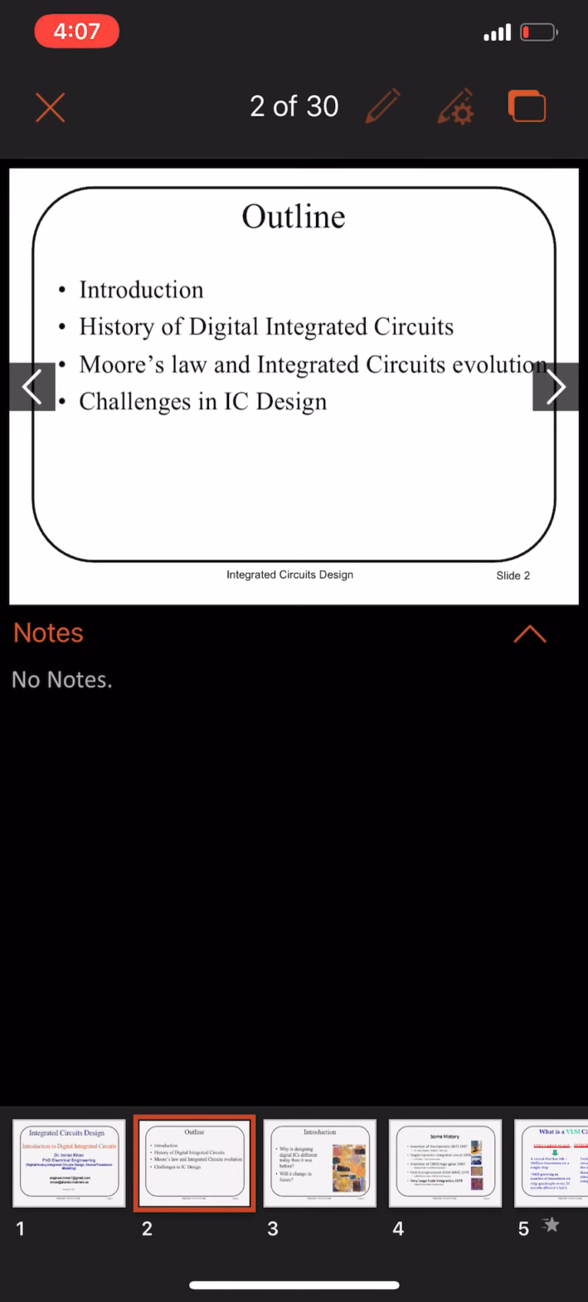The outline of our lecture is that we will start from the introduction, then we will discuss the history of digital integrated circuits. We will also discuss Moore's law and integrated circuits evolution, and in the end we will discuss some challenges in IC design.